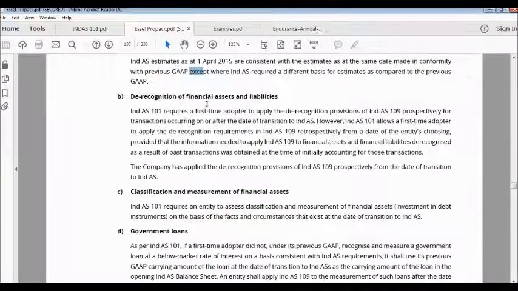And then derecognition of financial asset and liability, this clause is also there. The company has applied the derecognition provision of Ind AS prospectively from the date of transition to Ind AS. So this is also an exception.